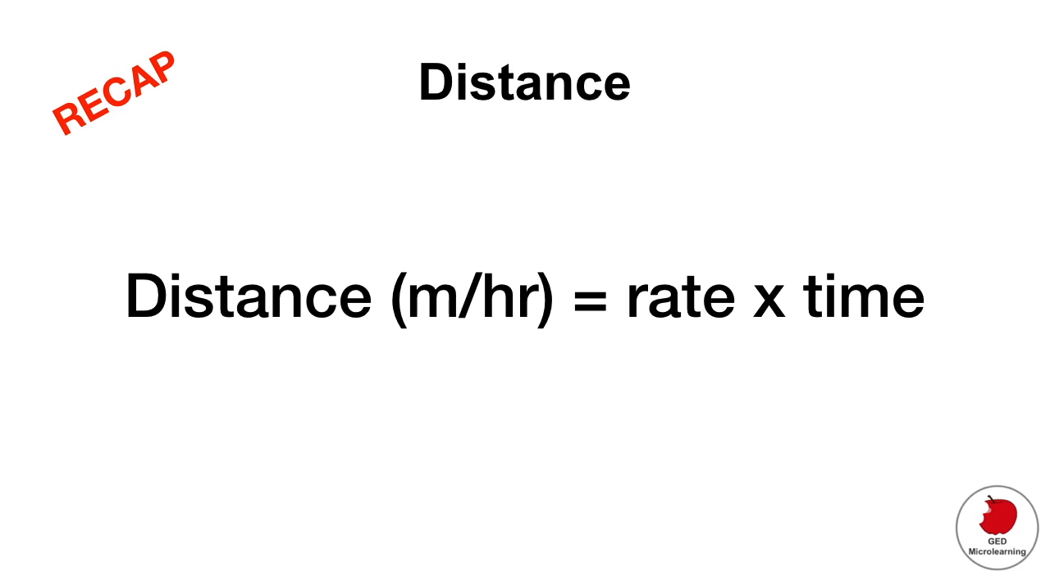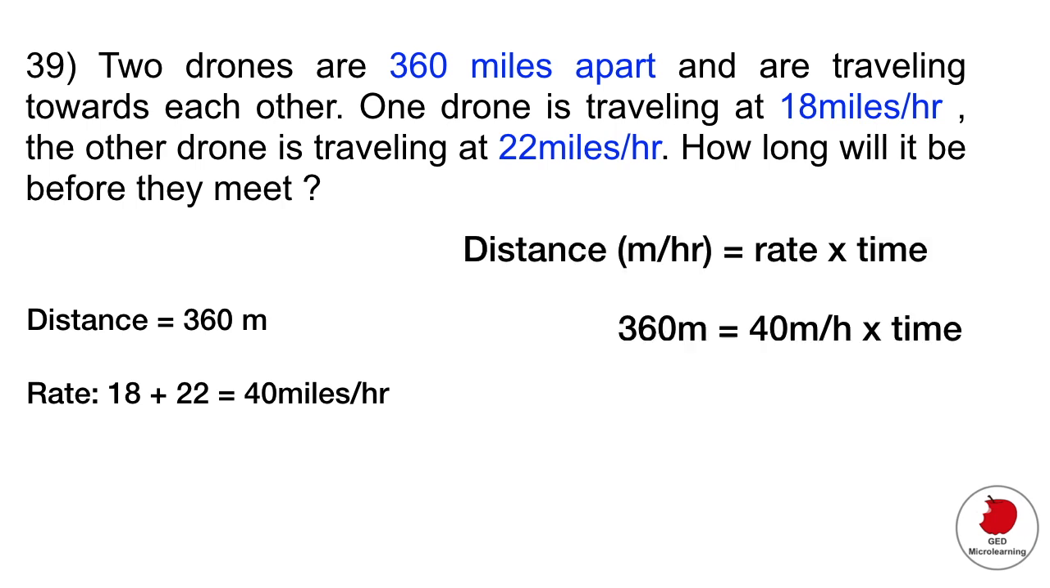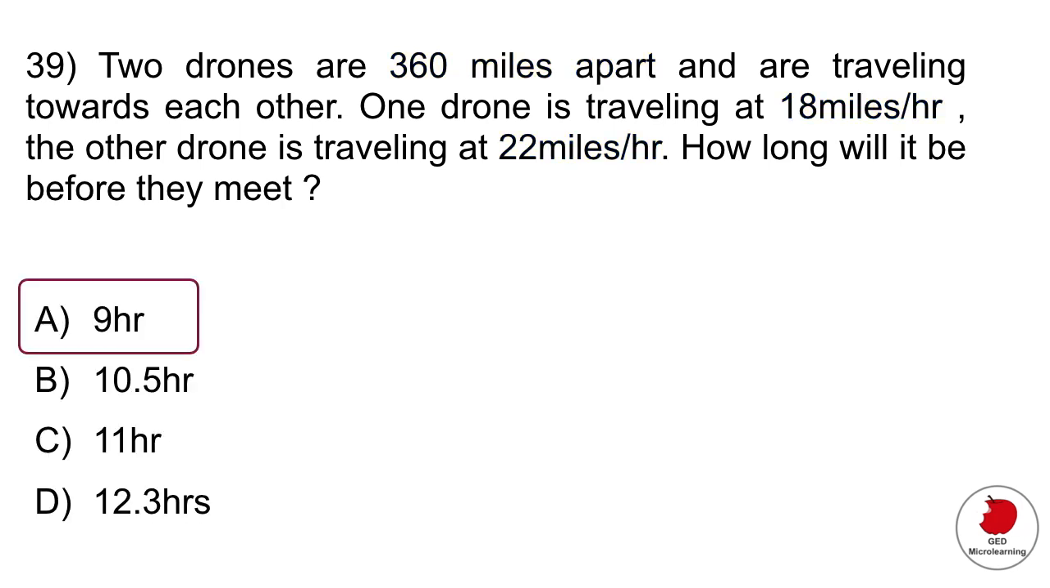So what we're going to do is take the information from the question and plug it into this equation. So the distance they're telling us is 360 miles. And the rate at which these drones are traveling is 18 miles per hour for one of the drones and 22 miles per hour for the other. So in total, the rate is 40 miles per hour. So now all we have to do is plug those numbers into our equation and solve for the time. The way that we do that is we're going to divide both sides by 40 so that we isolate the time there on the right side, and that gives us 9 hours. Option A.